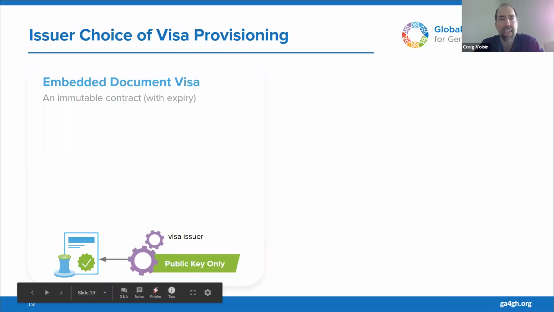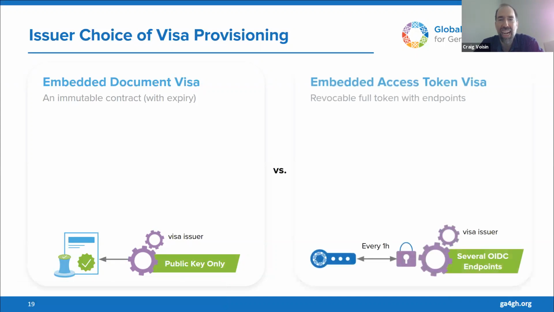So we'll talk about that in a second. The second one is the embedded access token visa. This is a slightly more powerful token in some ways because you can issue it and then you can also revoke it. But it also requires extra endpoints. Let's compare the two and talk about the pros and cons.